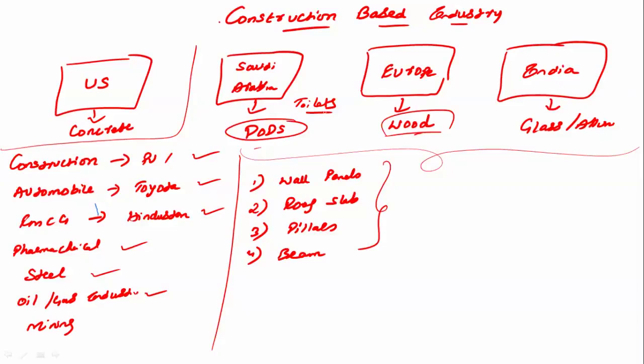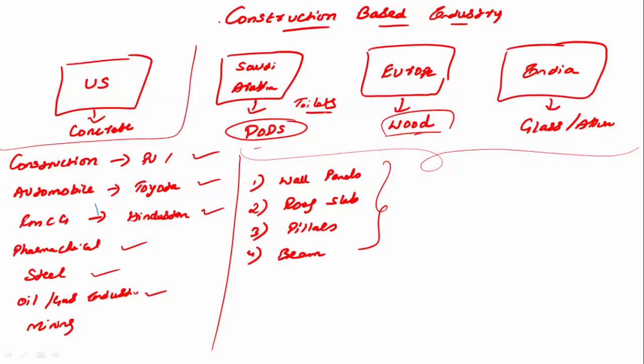So there are basically four factories, as I mentioned here, where they're producing different products. Factory number one is concrete. Factory number two is pots, three is wood, and four is glass and aluminum.